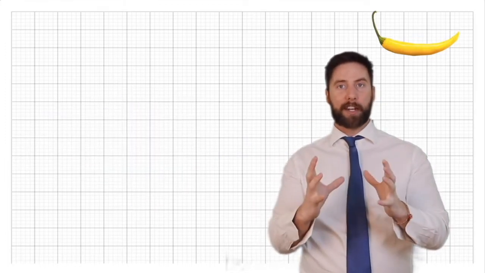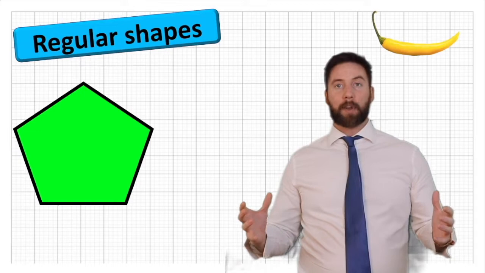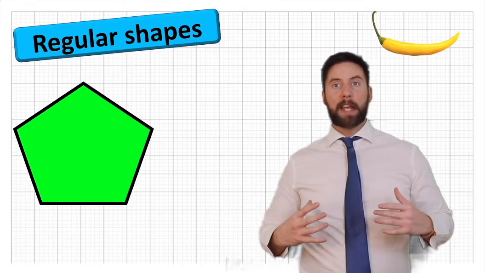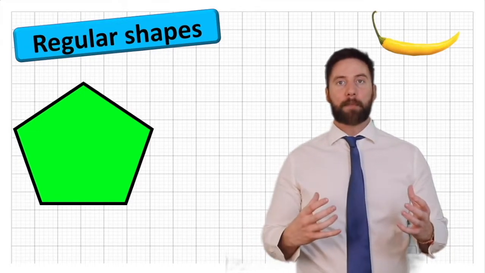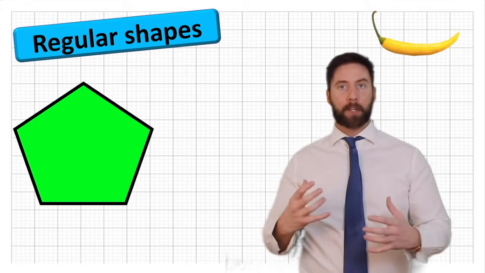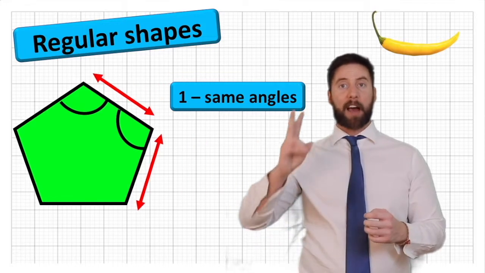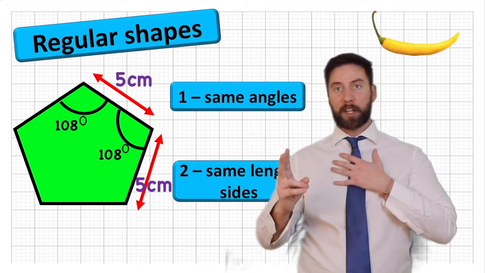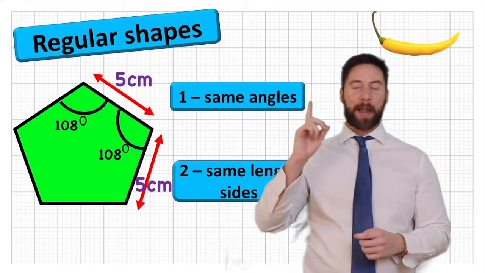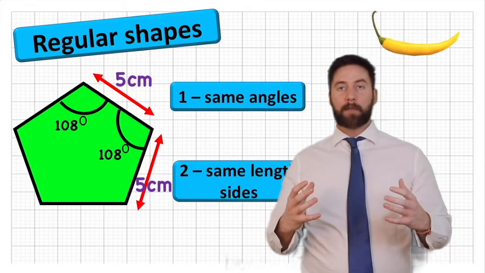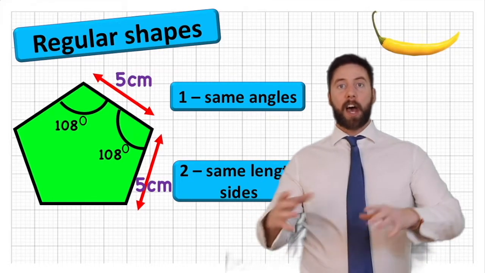Okay, so that's an orange chili challenge. Now another example of an orange chili challenge, in my opinion, would be looking at regular shapes. Because regular shapes, if we know about geometry and we know about shapes already, have two qualities which are the same. They're going to have the same angles and, importantly for us, they're going to have the same length side.